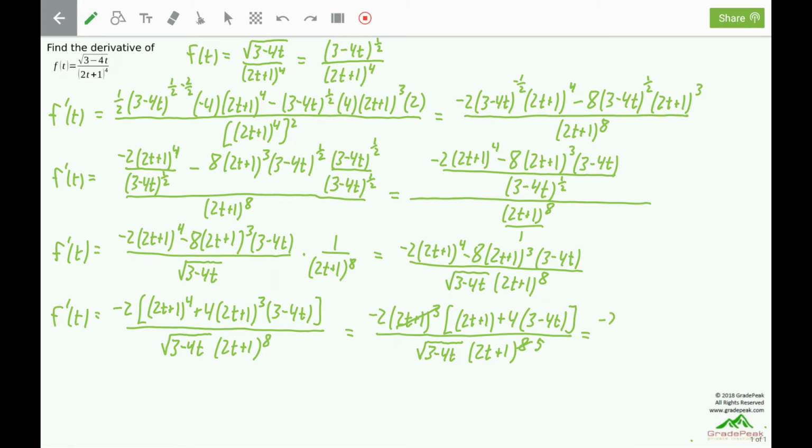And so I have a negative 2 times. Now inside the square brackets, I'm going to remove the parentheses here, and I'm going to distribute the 4 into all of this, and that will give me a 12, so plus 12, and then a minus 16t. And the denominator will stay the same. Square root of 3 minus 4t, and then 2t plus 1 to the 5th power.